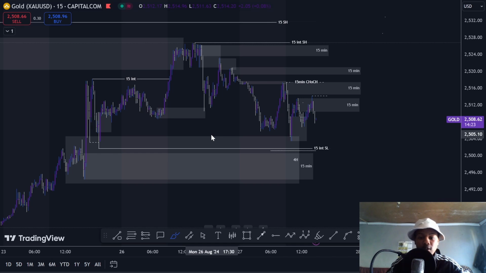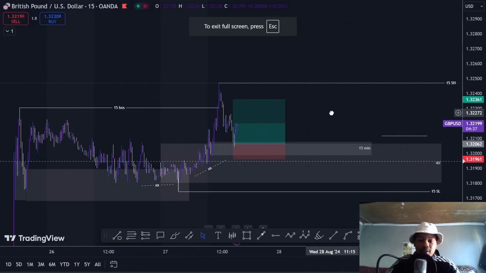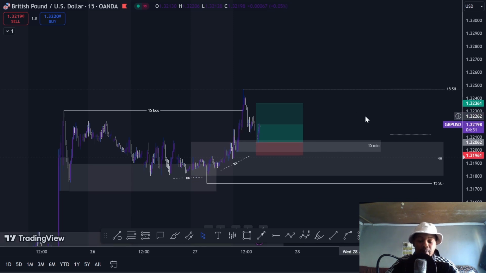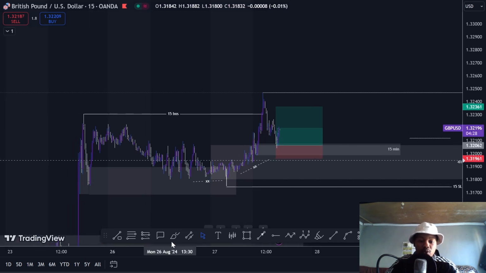So this is just me. So this is a trade update. As you can see, the trade is going in our direction so far, so that makes me pretty much happy. Now I'm going to take a 1:2. I'm happy with the 1:2 risk to reward.